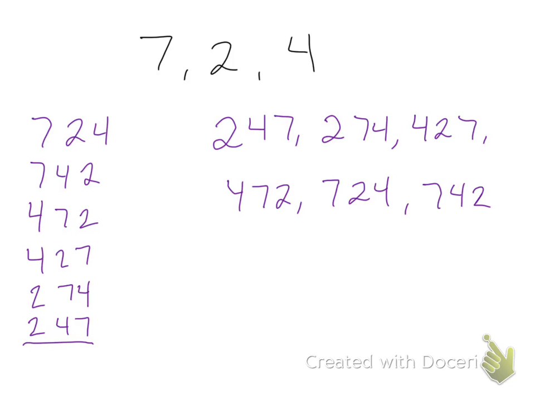Okay, so in this number here, the 4 is in the tens place, and the value of the 4 is 40. Here, the 4 is in the ones place, and the value of the 4 is 4. On this one, the 4 is in the hundreds place. So, the value of the 4 is 400.